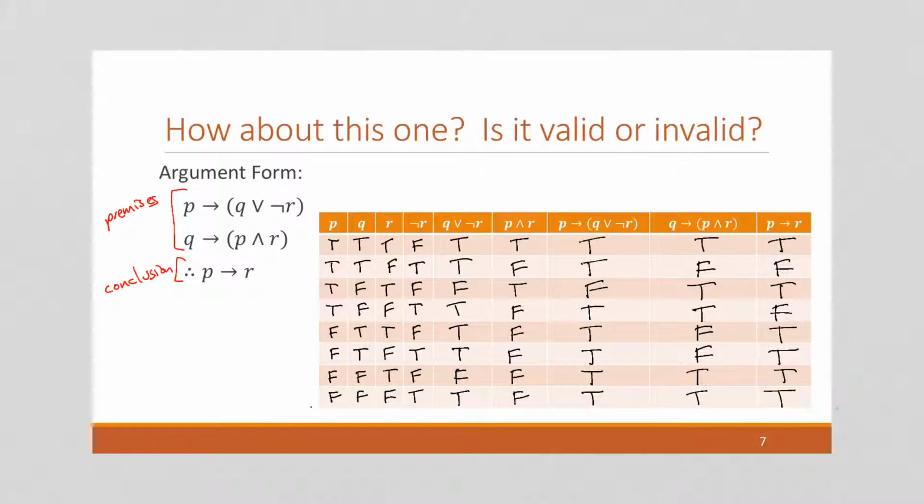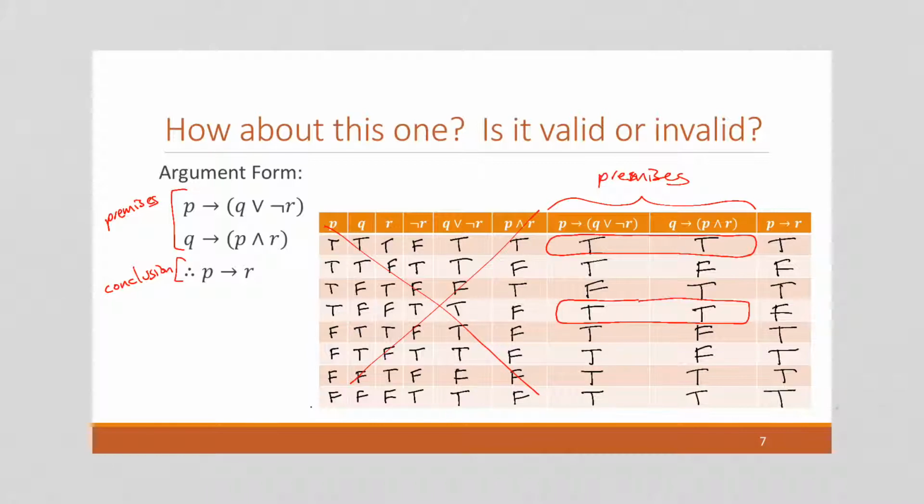It's because I noticed I was looking at the premises. These are the premises. The other ones over here, they were just to help us get the premises, so we can ignore these now. So I'm going to look at the premises, and I'm going to try to find all the rows that are critical rows. So here's a critical row where both premises are true. Here's a critical row where both premises are true. And then these last two are both critical rows.